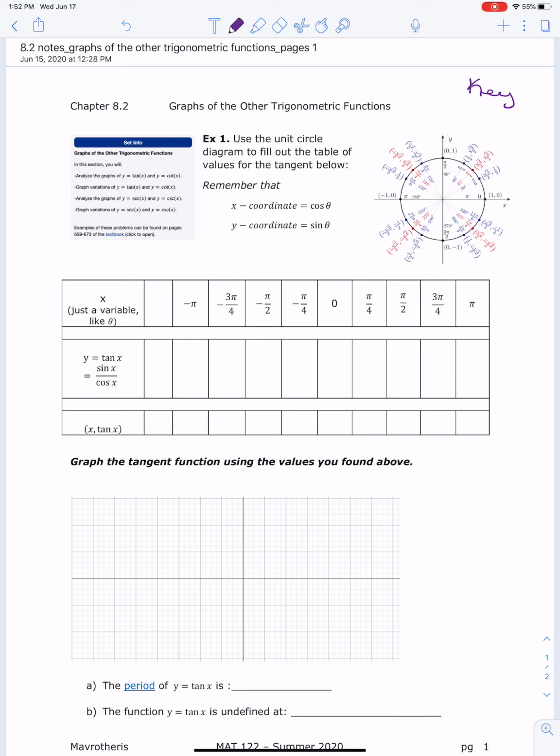These are the 8.2 notes, graphs of the other trigonometric functions, page 1. This is the super fancy version with sound.